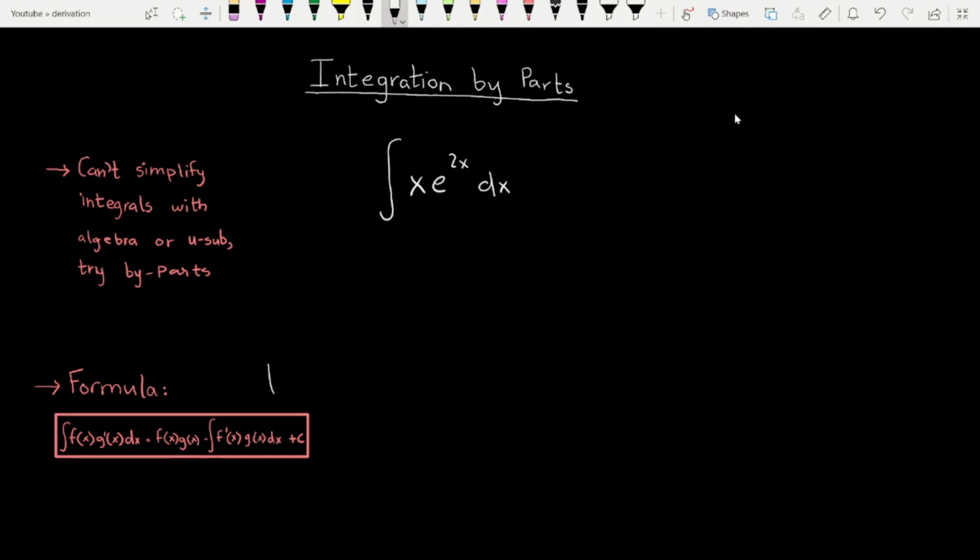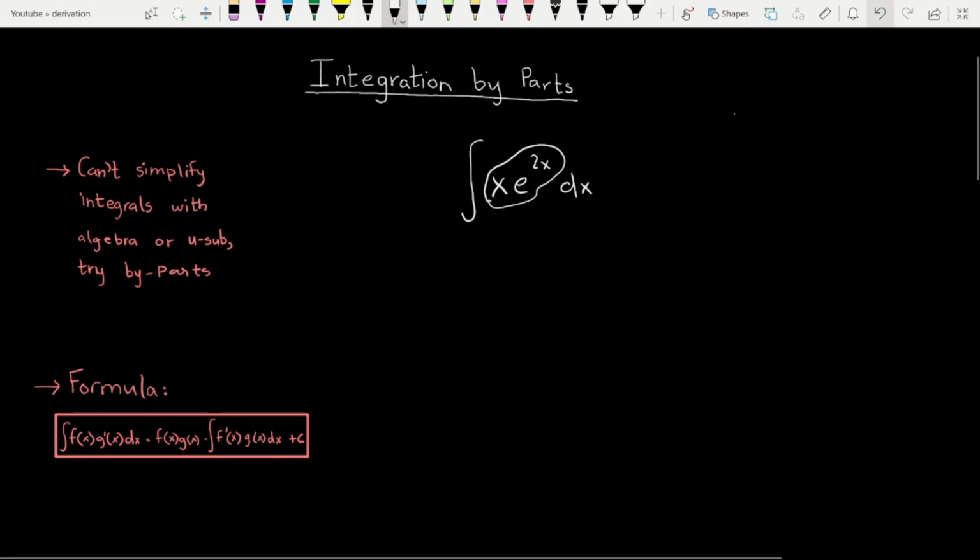So this right here is basically going to be the formula for integration by parts, and I don't want you to focus on this formula. Just give me a sec. So I have this integral over here. Now integration by parts works in the following way. You have this thing over here. This is called the integrand.